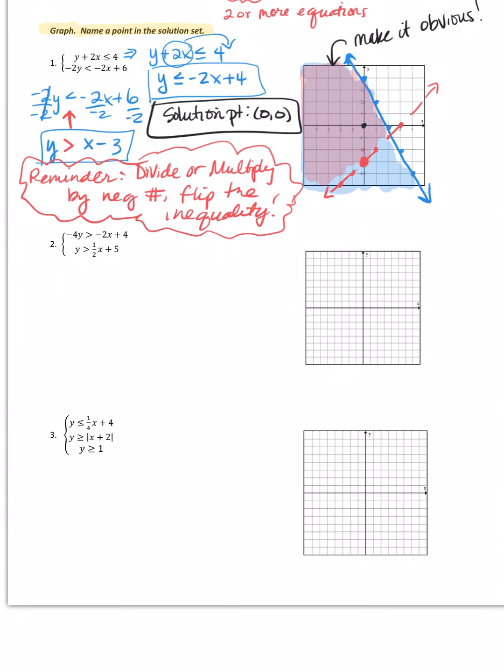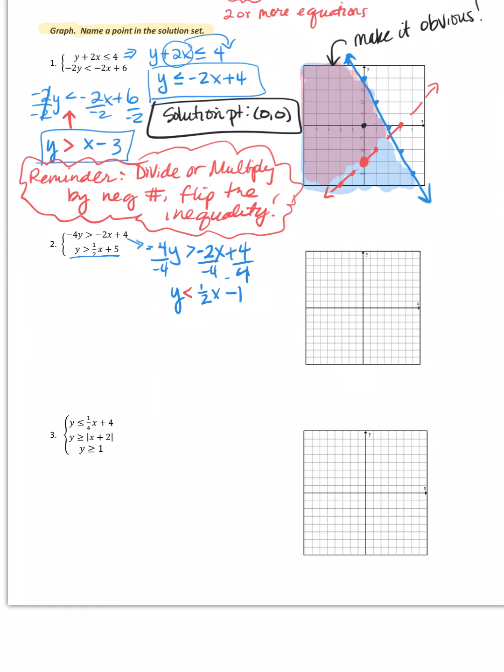Let's try another one. Number 2. Let's see if we're in slope-intercept form. Well, this first one needs a little bit of work, so let's rearrange a little bit. Negative 4y is greater than negative 2x plus 4. Now, we need to get rid of the negative 4. Divide by negative 4. So y, remember this is where it's going to change because I'm dividing by a negative, is less than now a positive 1/2 x minus 1. All right. This one is in the correct form to graph, so we're good.